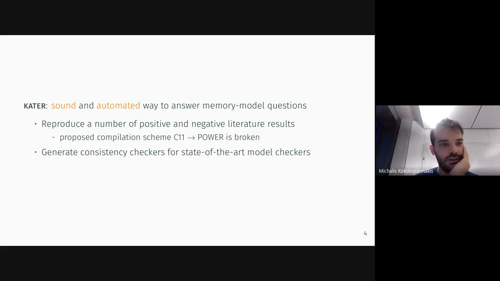I present to you Cutter, which is a sound and automated way to answer memory model questions. And Cutter can be used in two different modes, either in this prover mode that I just showed you, or it can be used as a meta-programming tool that generates consistency checkers for state-of-the-art model checkers. Hopefully it will soon be open source. We have the artifact up, but we haven't released it on GitHub yet. The paper is going to be presented in about a month in POPL. And yeah, that was the end of my talk. I'd be very happy to take your questions and feedback.